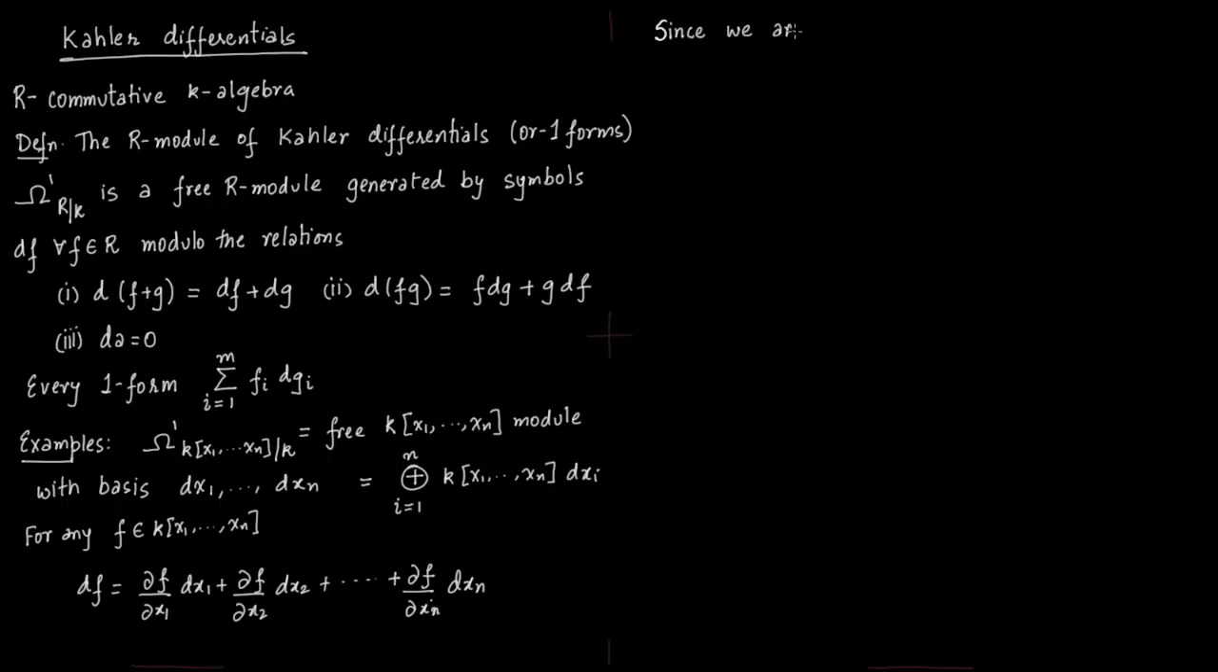So you can check this just for monomials, because we are only talking about polynomials. Since we are only talking about polynomials, it is sufficient to check this definition of derivatives on the monomials. So basically df equals the partial derivative of f with respect to x1 times dx1, plus the partial derivative of f with respect to x2 times dx2, all the way to the partial derivative of f with respect to xn times dxn. This is all you need to remember for practical purposes.